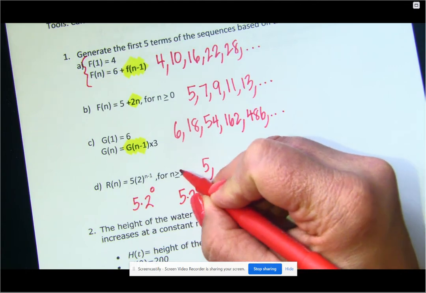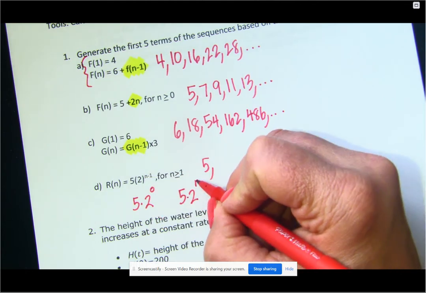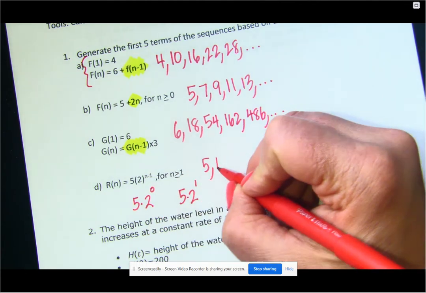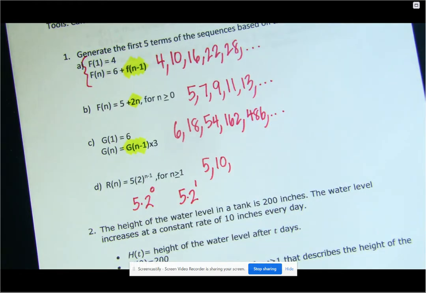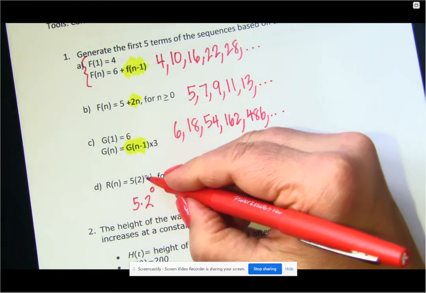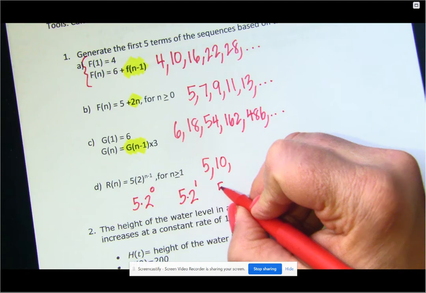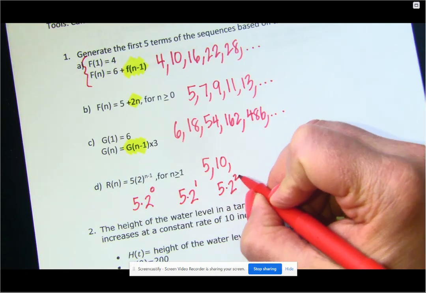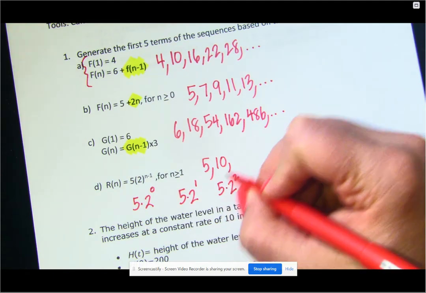Okay, when I put a 2 in there, 2 to the first is 2. 2 times 5 is 10. Now I'm going to put a 3 in there. If I put a 3 in there, 3 minus 1, now I get 2. 2 squared is 4. 4 times 5 is 20.